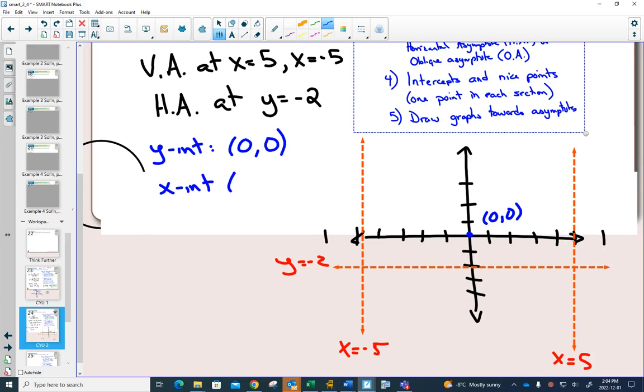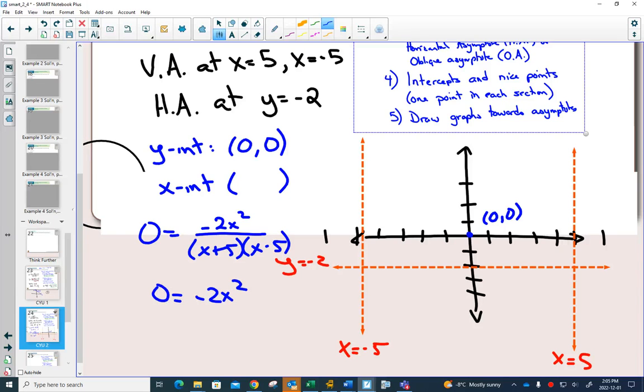X-intercept. You're going to plug in 0 for y. Again, if you plug in 0 for y, the only place a fraction equals 0 is if the numerator is equal to 0. So basically you're solving where is negative 2x squared equal to 0. The only place is at 0. So our x-intercept is the same as our y-intercept. We only have one point. Okay? So we need some other nice points.